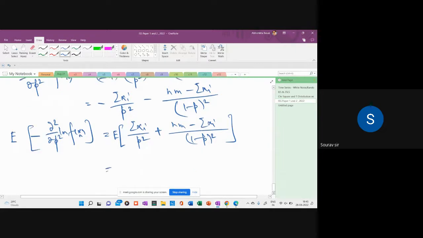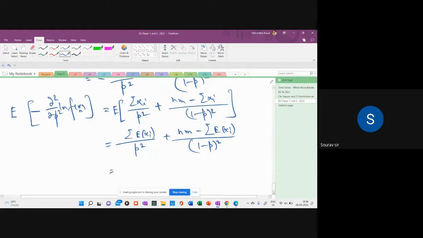This expectation can go inside without any problem due to the IID property and the sum law of expectation. So this is the summation of expectation of xi by p squared, plus nm minus the summation of expectation of xi, by (1 minus p) whole squared. That gives me this summation running from 1 to m. So this is m, and the expectation of xi is np since the binomial mean is np, over p squared, plus nm minus mnp, by (1 minus p) whole squared.